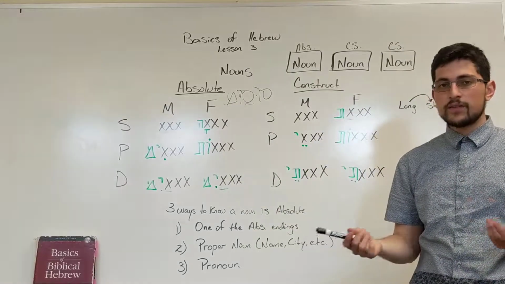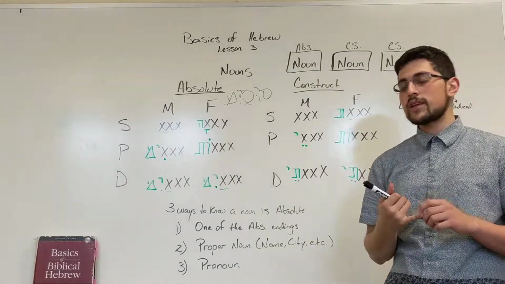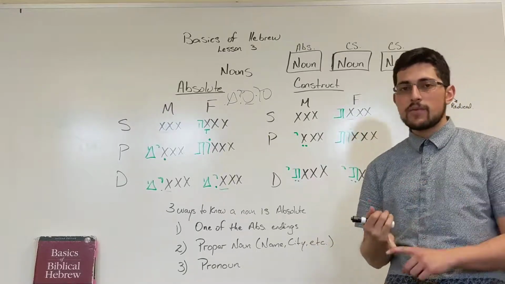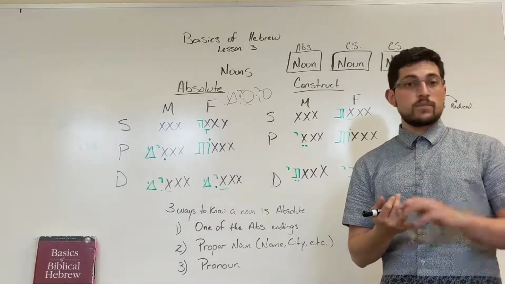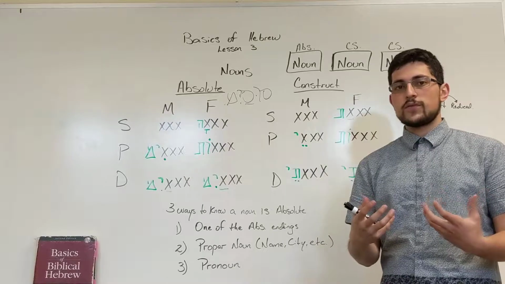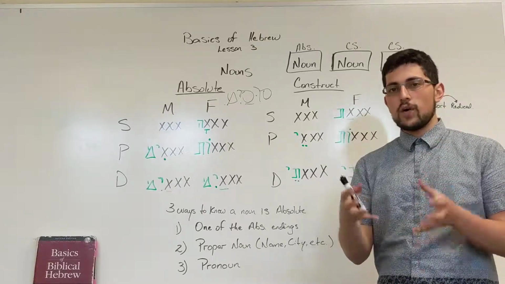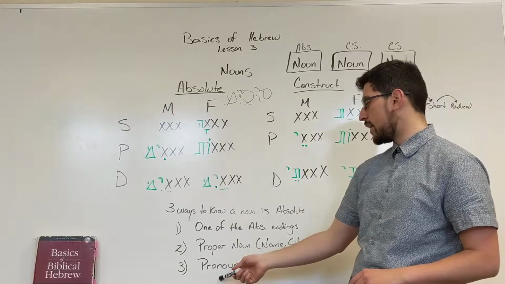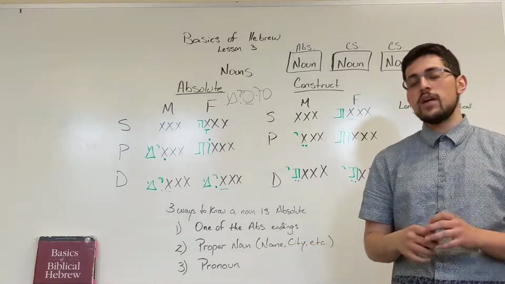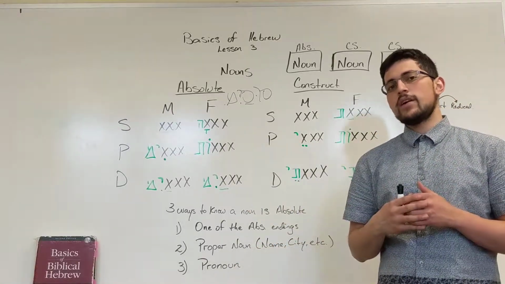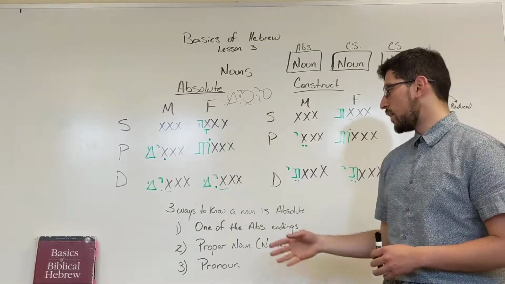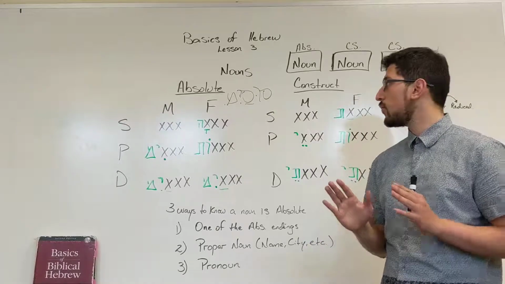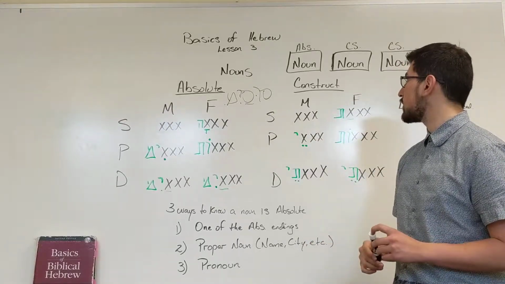But if that's not enough, another way to know that a noun is absolute is that it's a proper noun. So it's a name, a city like Abraham or Egypt. Those words, for example, are proper nouns. They're always in the absolute form. And the last thing is that they have a pronoun. We need to talk about this a little later, but I wanted to introduce to you the couple of ways that you know that a noun is in the absolute form, the absolute state.